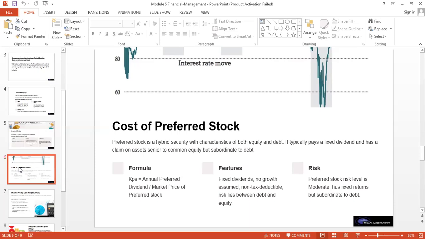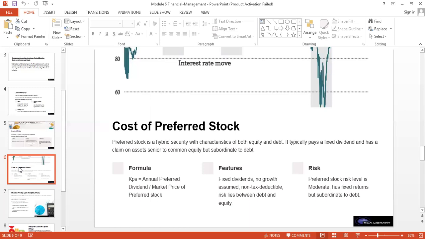So it typically pays a fixed dividend and has a claim on assets to common equity but subordinate to debt. We have the formula also there. The cost of preferred stock is equal to the annual preferred dividend divided by the market price of preferred stock. And what are the features of the cost of preferred stock?